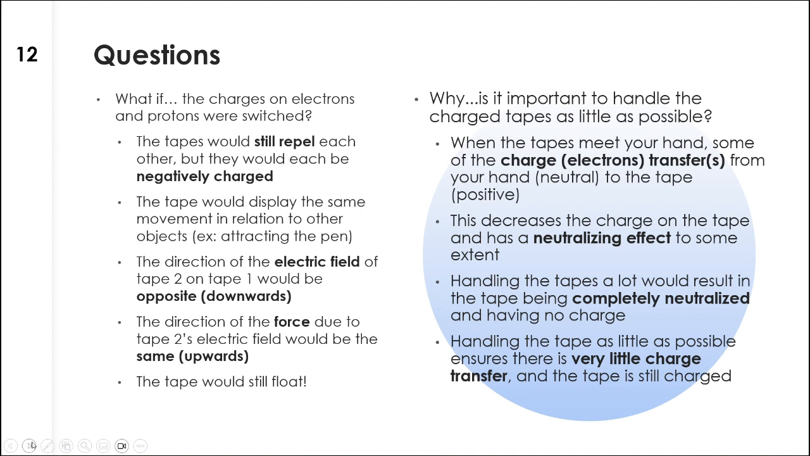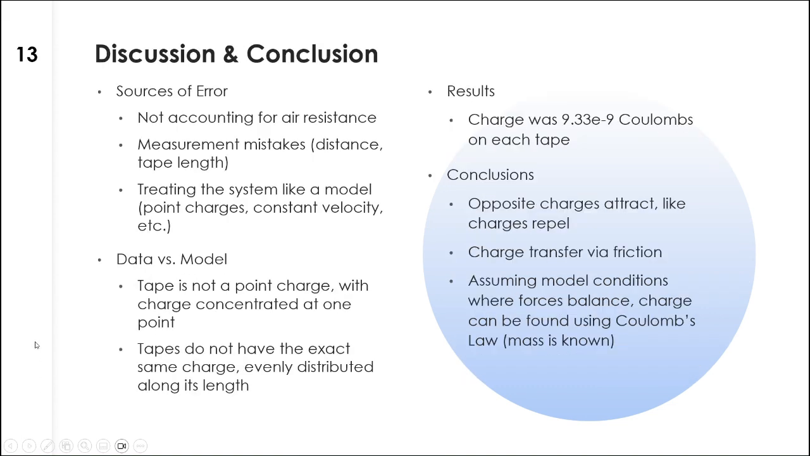It is important to handle the charged tape as little as possible because when the tapes meet your hand, some electrons are transferred from your hand to the tape, so that neutralizes the charge on the tape, which is not good. Some sources of error: not accounting for air resistance, measurement mistakes in distance or the tape length, and treating the system like a model, which it is not.